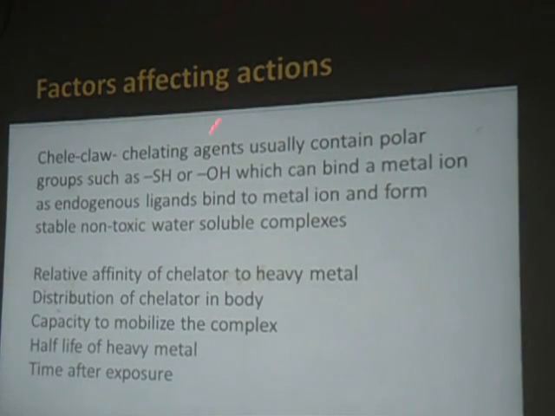Chelating agents are polar groups. Chel is to clog. These are the polar groups which contain SH or OH and can bind to the metal ion as an endogenous ligand binds. The endogenous ligands or receptors are the ones which mediate the toxic reactions of these metals. So they should be able to displace the endogenous ligands or bind similar to them and prevent further exposure of the body enzymes to the metal. They bind to the metal and form stable, non-toxic, water-soluble complexes. This is very important. It is not only binding, it should be non-toxic and water-soluble.